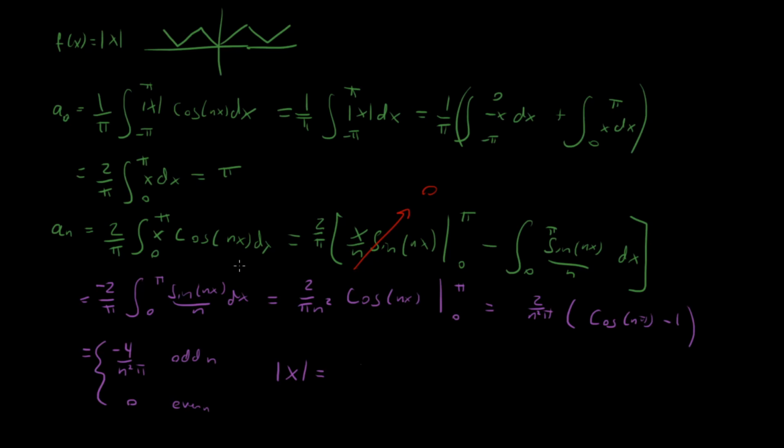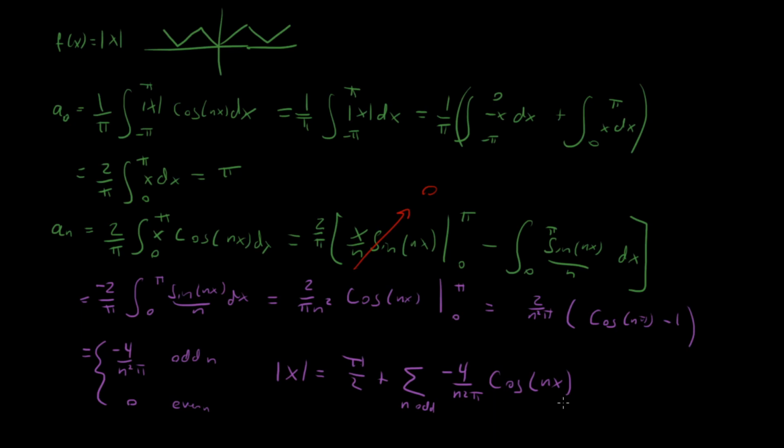It's going to be a naught over 2, so that's going to be pi over 2, plus a sum over odd n. And what's it going to be? It's going to be minus 4 over n squared pi, cosine of nx. Okay, so we've got it.